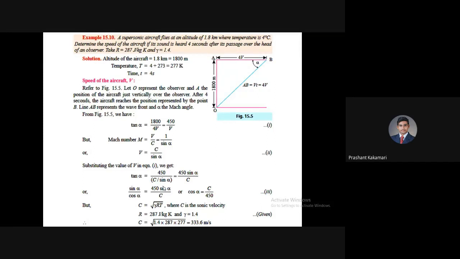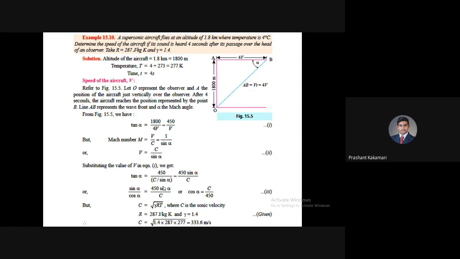So earlier we have taken 14 kilometer distance. Now it is flying at 1.8 kilometer height where the temperature is 4 degrees centigrade. Determine the speed of the aircraft if its sound is heard 4 seconds after its passage over the head of an observer. Take R equal to 287 joules per kg Kelvin, gamma equal to 1.4.